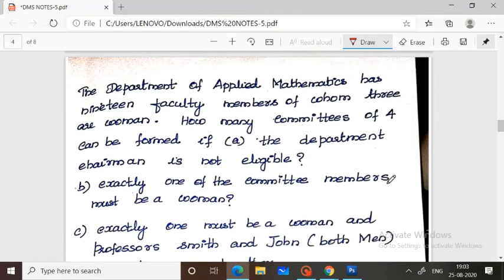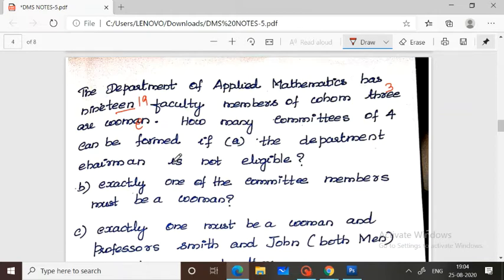Now moving on to the next question. The Department of Applied Mathematics has 19 faculties. So totally 19 faculties are there, and out of these 19, 3 are women. So how many committees of 4 can be formed?